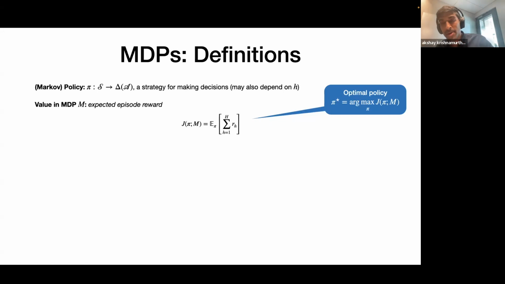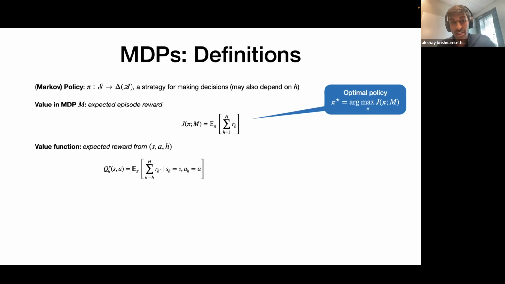Now, okay, so maybe one strategy for finding a good policy is to just compute this number for every policy. The first question is, how would you compute it even for one policy? And for this, it turns out there's a very simple recursive formula for doing so. And this is given using the concept of a value function.